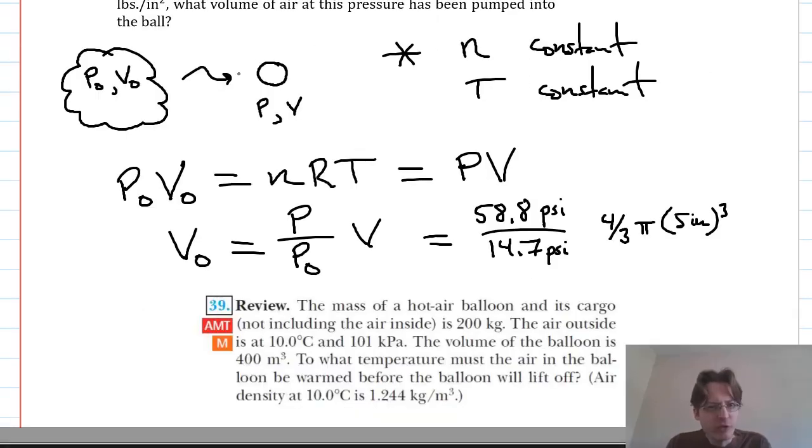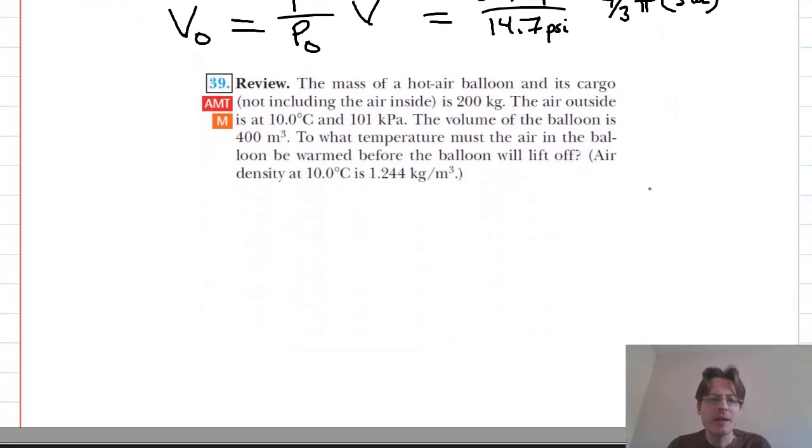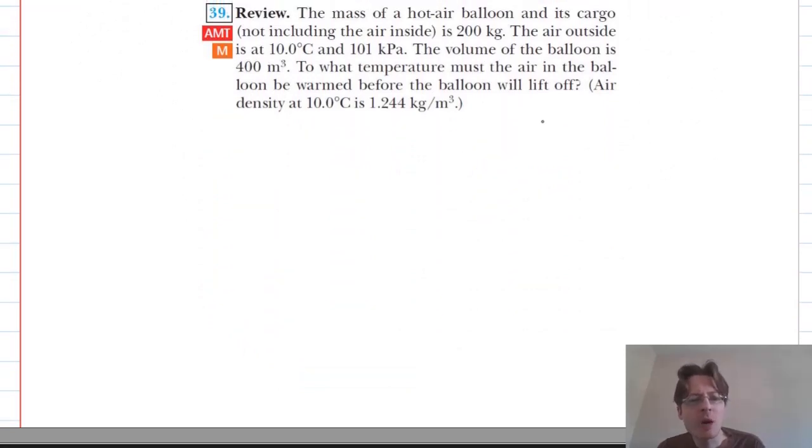In the filling the basketball problem, the number of moles and the temperature stayed constant as the basketball was pumped up. It was the pressure and the volume which changed. In the next question, we are warming up a hot air balloon, and we're going to figure out what temperature is needed until the balloon will take off.